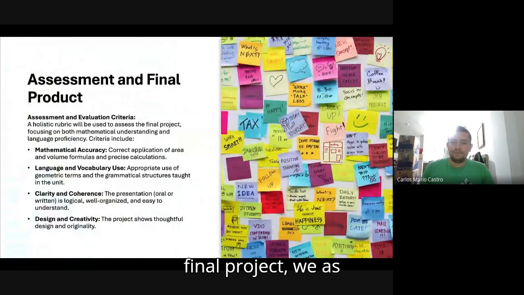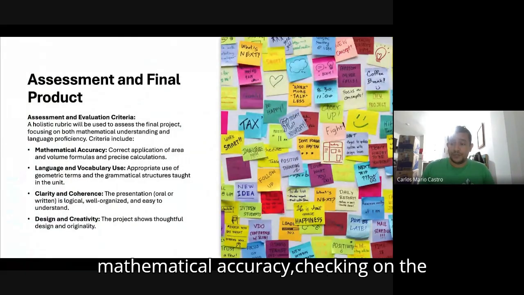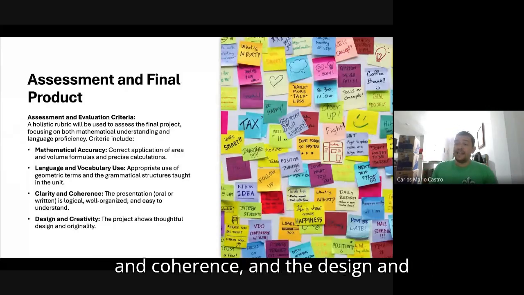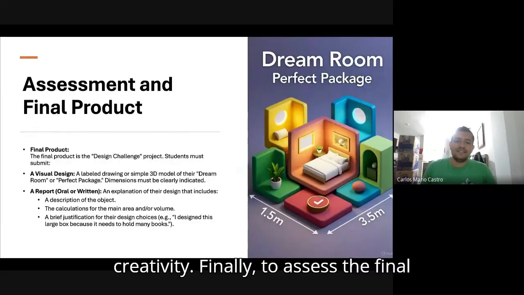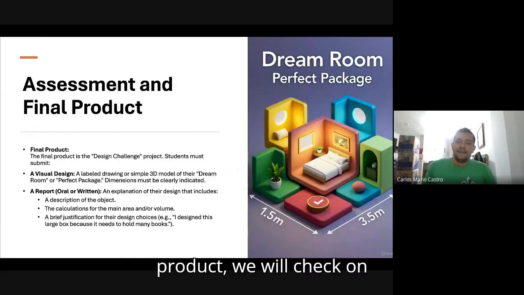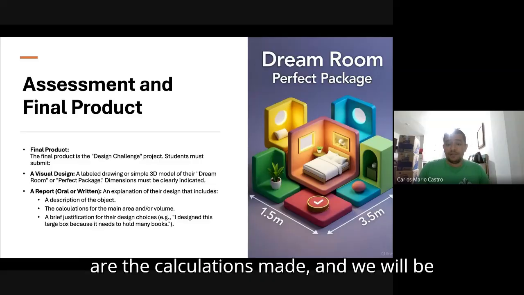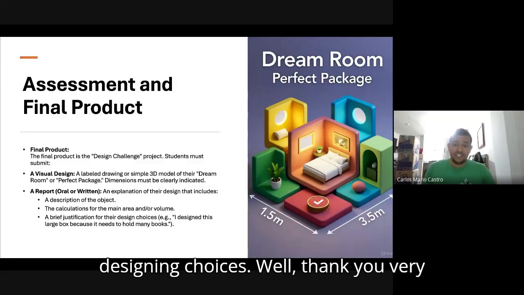For the assessment and final product, we as teachers will be checking the mathematical accuracy, the language and vocabulary use, the clarity and coherence, and the design and creativity. Finally, to assess the final product, we will check how the students describe the object, how the calculations are made, and we will be checking the justification for the design choices.